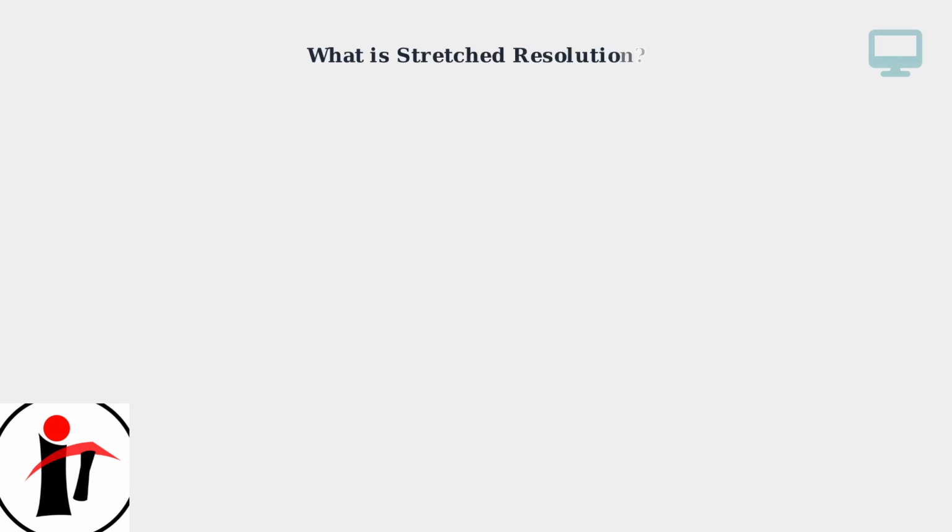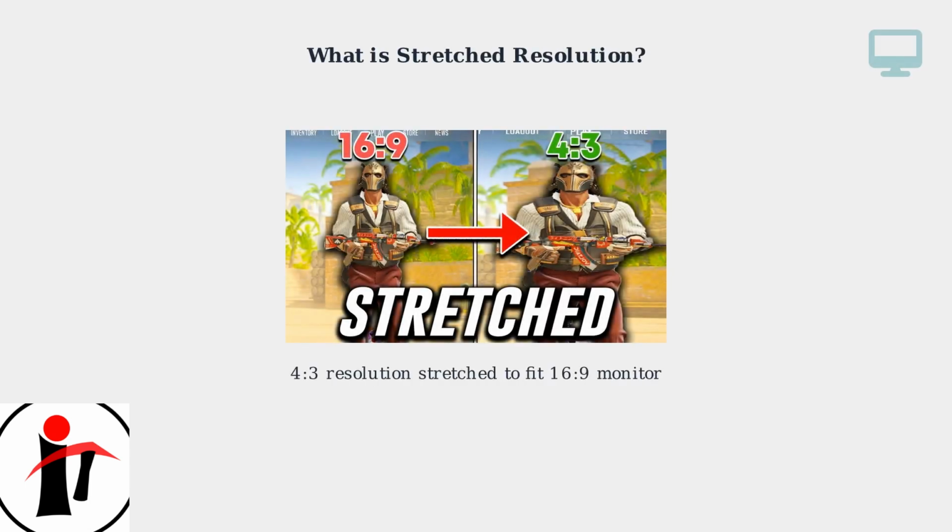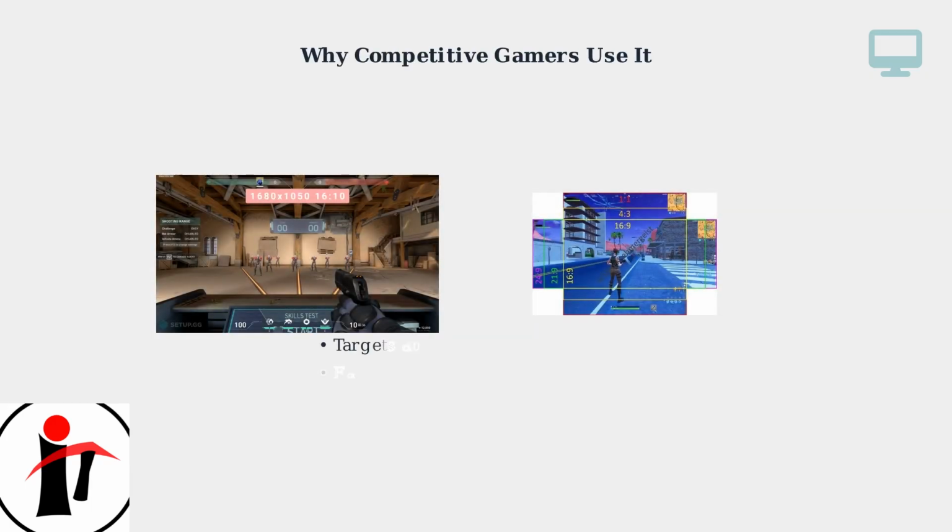Stretched resolution is a technique where games run at a lower resolution, typically using a 4:3 aspect ratio like 1280 by 960, then stretched to fill your widescreen monitor. This technique is extremely popular among competitive gamers, especially in first person shooters like Counter-Strike 2, Valorant, and Fortnite, because it makes enemy targets appear wider and potentially easier to hit.